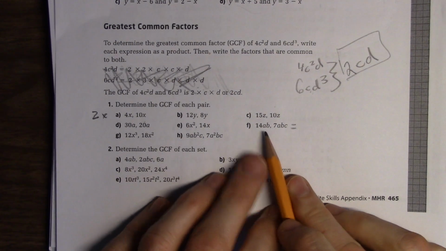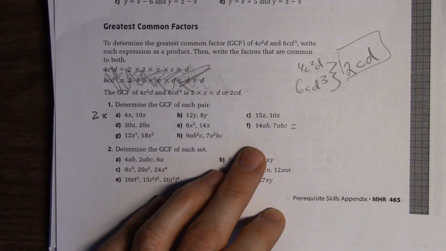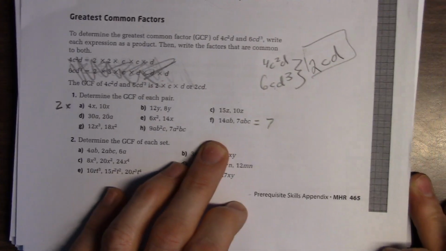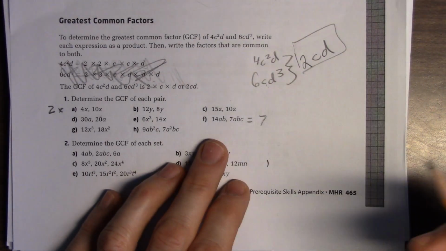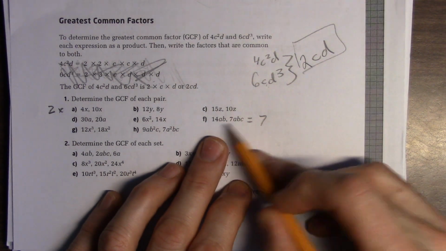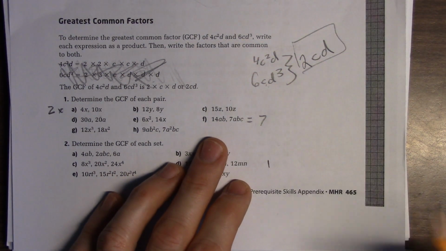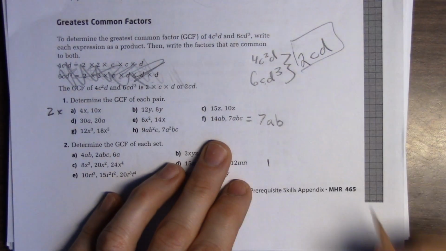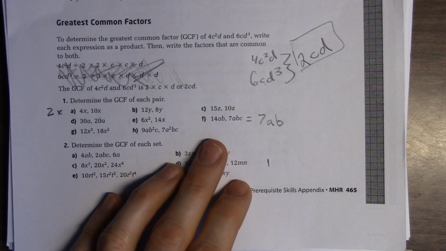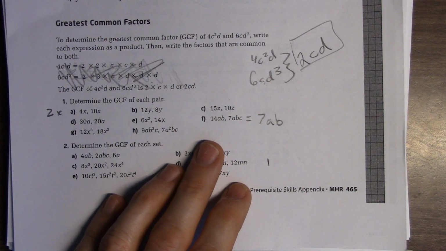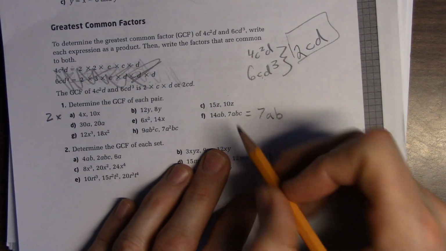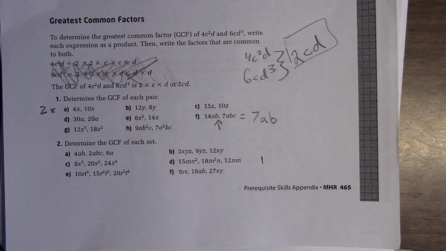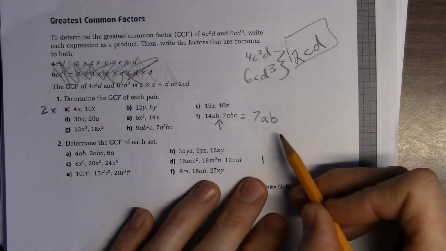Rudy, what's the biggest number that goes into both of these? 7. Good, because we know 7 goes into 14. If you're not sure, you can use your calculator. 14 divided by 7 is 2. And then what's the biggest a value that goes into both? A. What's the biggest b value? And what's the biggest c value? Now this is tricky. Is it c? No, because the 14 doesn't have a c. Do you see that? Can you see that, Rudy? You understand why I'm not putting it there?